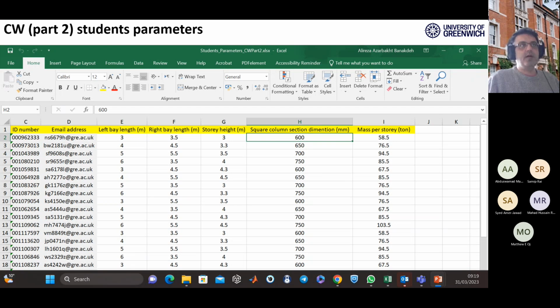If you need any other parameter, like the beam characteristics, you need to make some assumptions by yourself.